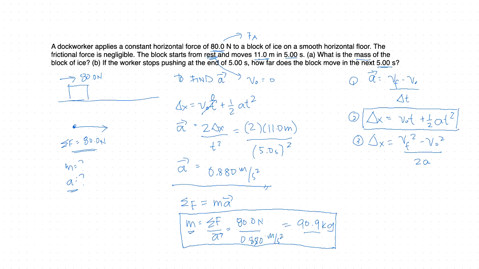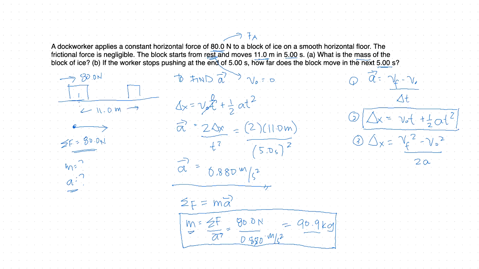So what happens to the ice? Before we answer the second question, we know that in the first 5 seconds, it is accelerating at a rate of 0.880 meters per second squared. So it displaces 11 meters. That is the distance it traveled given this acceleration.